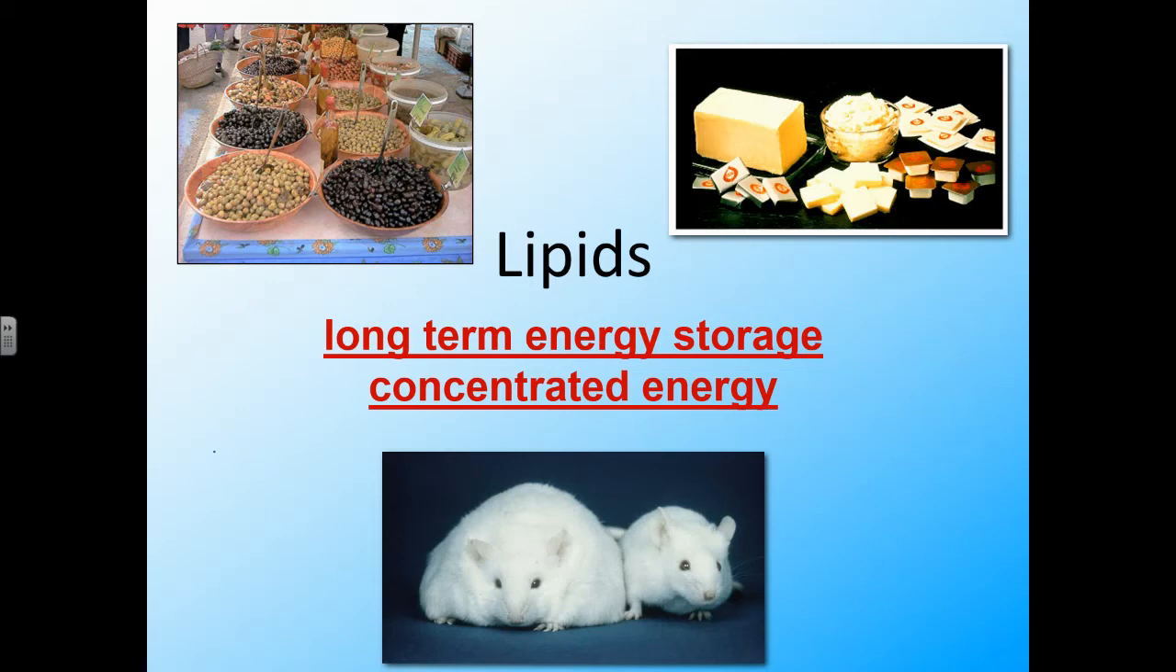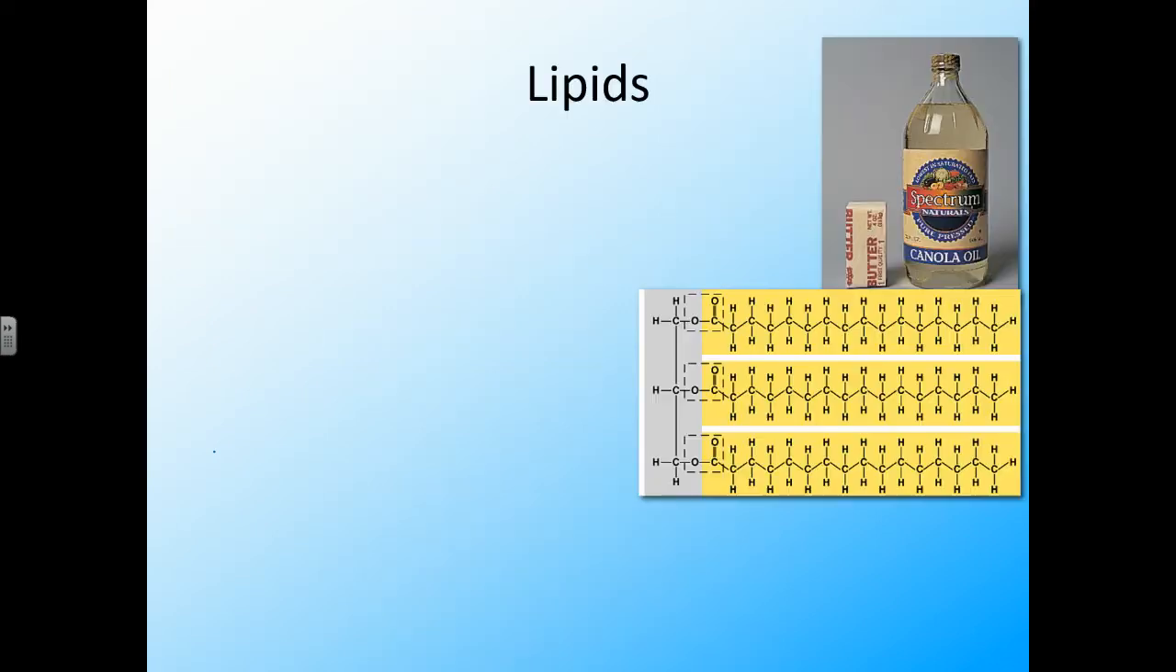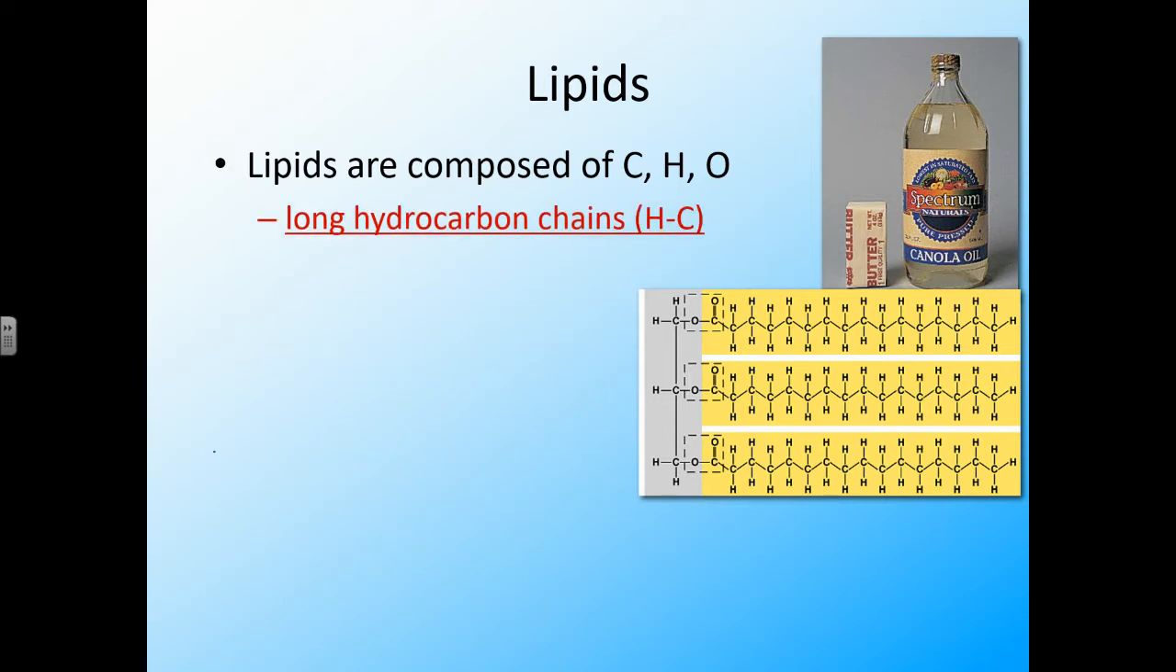Our second macromolecule is lipids. This has long-term energy storage and it's very concentrated when we're talking about the energy. Lipids are also made up of carbon, hydrogen, and oxygen, just like carbohydrates, but because their structure is different, their function is also different. They have long hydrocarbon chains, which means HC here.